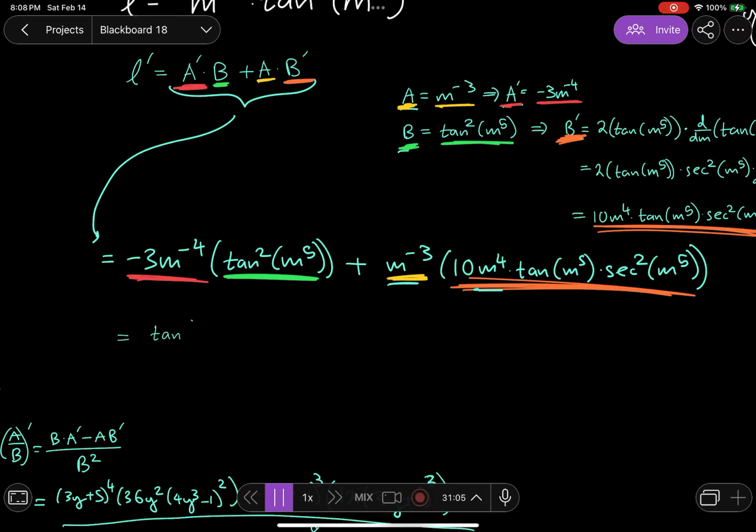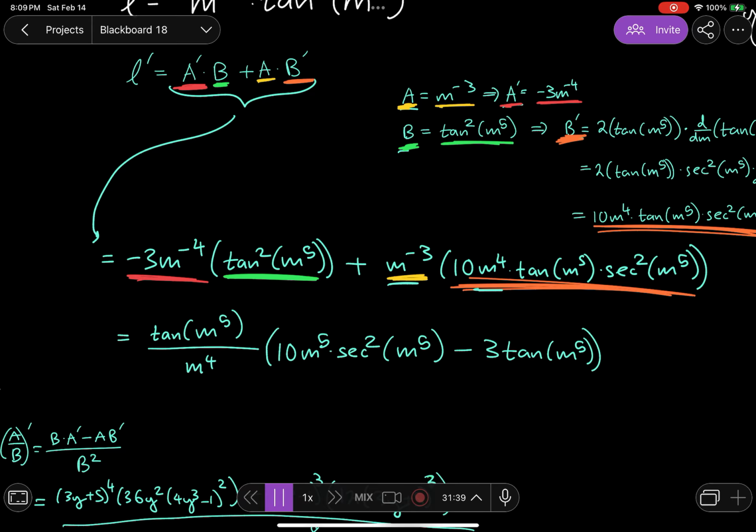Tangent of m to the 5th over m to the 4th times... All right, watch this. Make sure I'm right. 10 m to the 5th times secant squared of m to the 5th minus 3 tangent of m to the 5th. All right. I think that might look slightly better. I don't know. It's kind of all the same. All right, there you go.